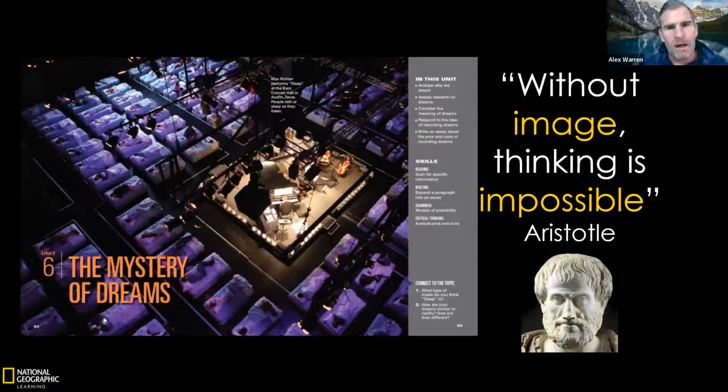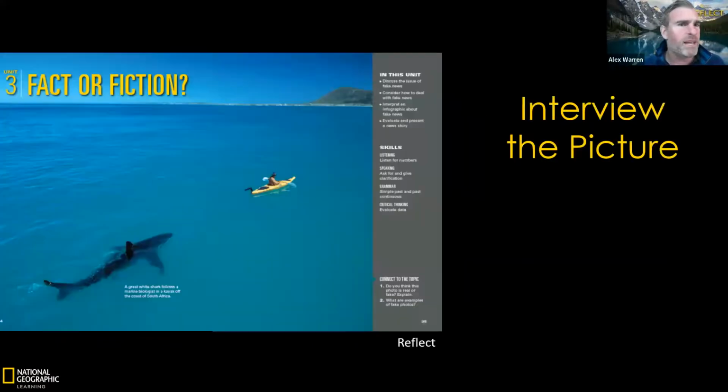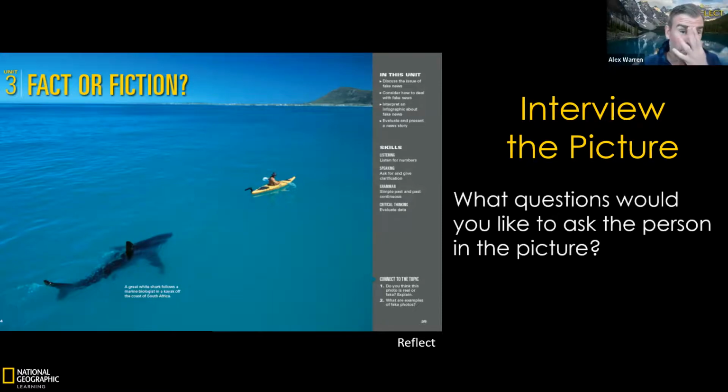Okay. A variation on that is an activity called Interview the Picture. And again, it's getting students to think beyond just, I can see a shark and I can see a canoeist and I can see blue water and an island. It's thinking about what you'd like to ask the people, the things in the photograph. So, very simple. What questions would you like to ask the person in the picture? Or indeed, what questions would you like to ask the shark?